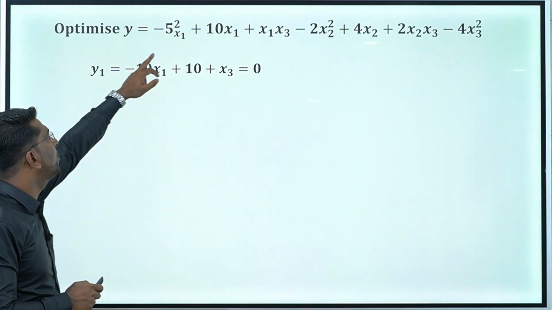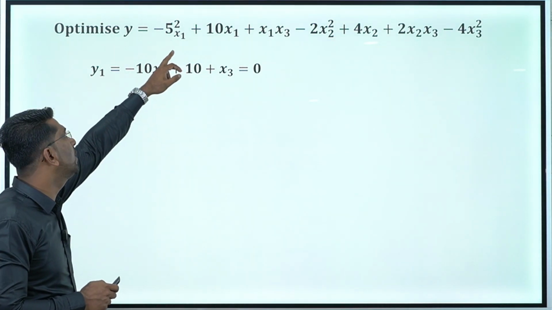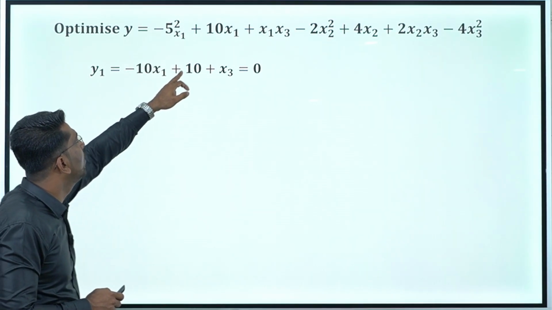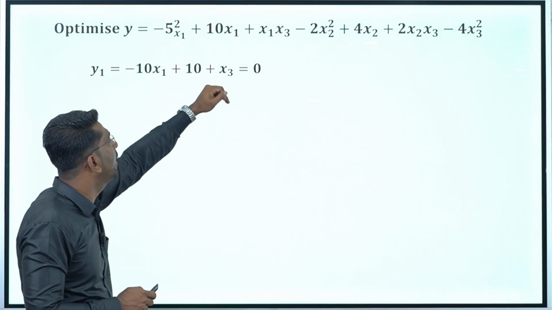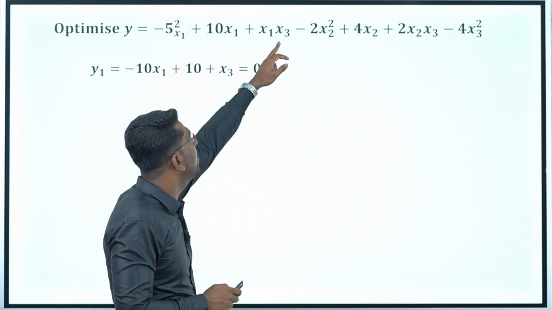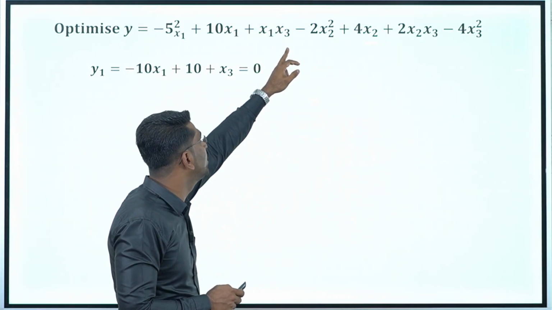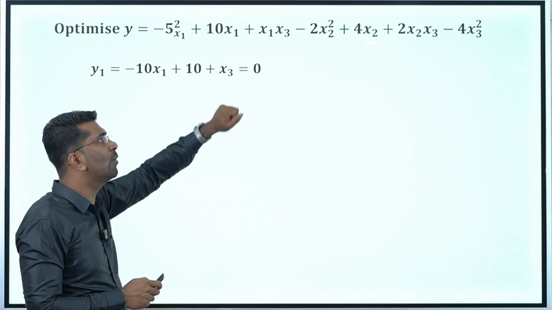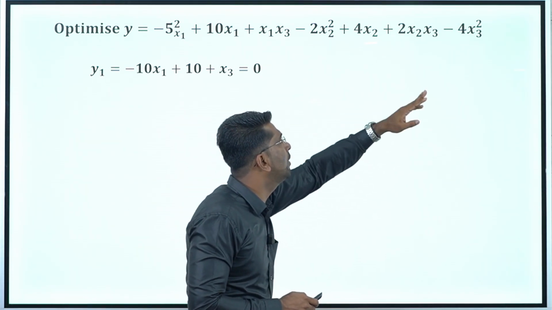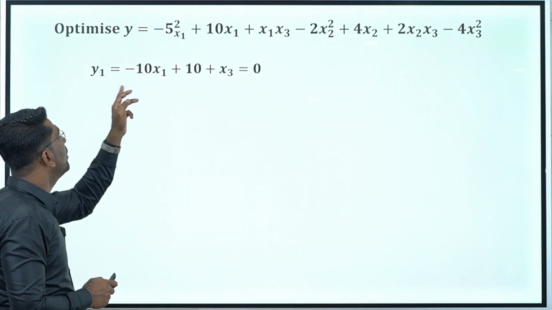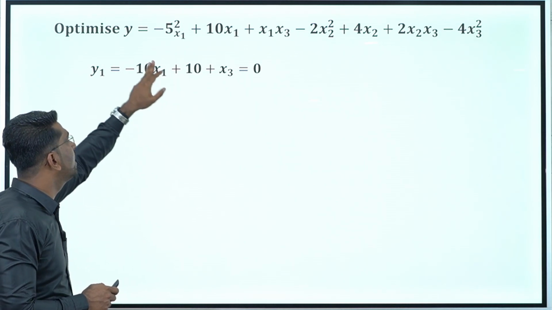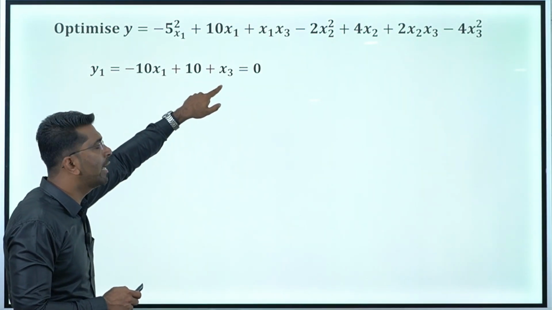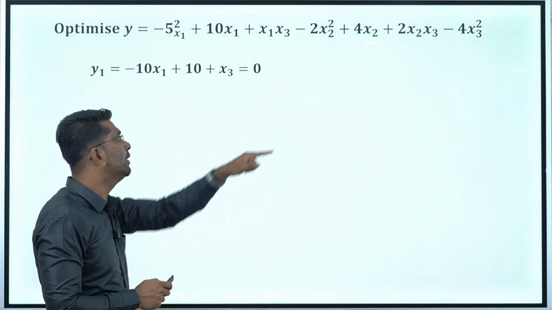See, if you take the partial derivative with respect to x1, it will be minus 10 x1 plus 10. Then here we have x1, keeping x3 constant. The derivative of x1 is 1, into x3, which is x3. Then there is x2, x3, but no x1 term. So the partial derivative with respect to x1 is minus 10 x1 plus 10 plus x3, which I am equating with 0.